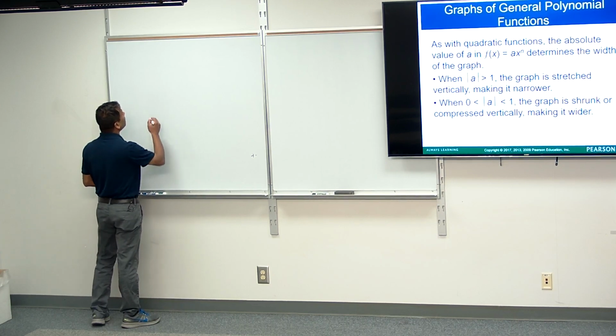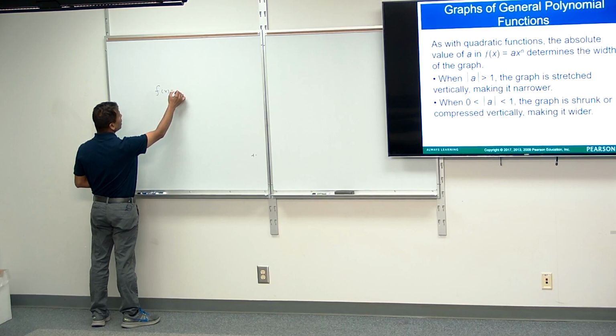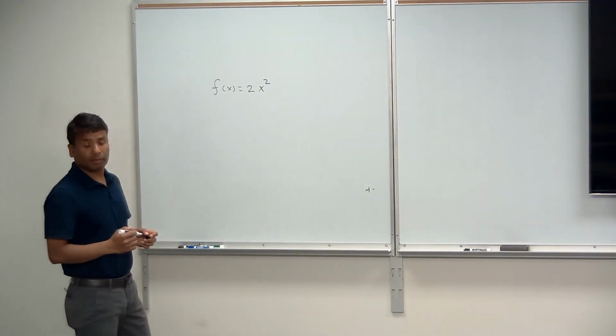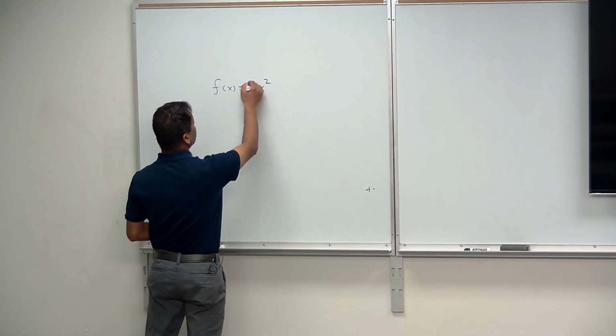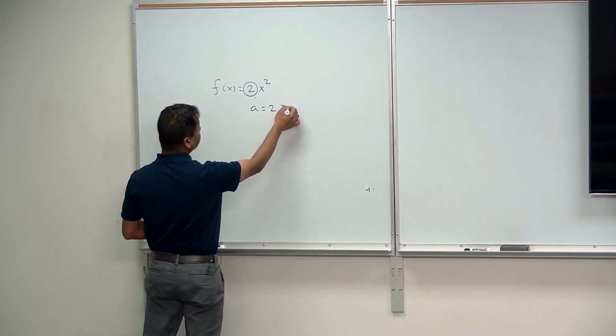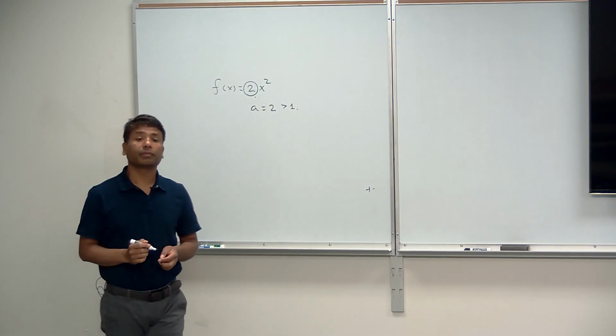So let me give you a simple example. Like if you have a function f(x) equal to, let's say, 2x squared, right? So what is the value of a here? This is 2, right? And this is bigger than what? 1, right?